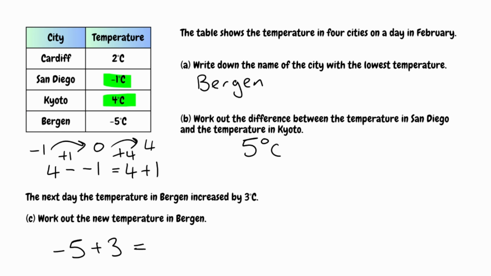Well, again, we can think of this like on a number line. We're at -5. We're adding 3. So we're still in the negative number side. That would actually be -2. So the new temperature in Bergen would be -2 degrees Celsius. Okay, so that's the final answer for this question.